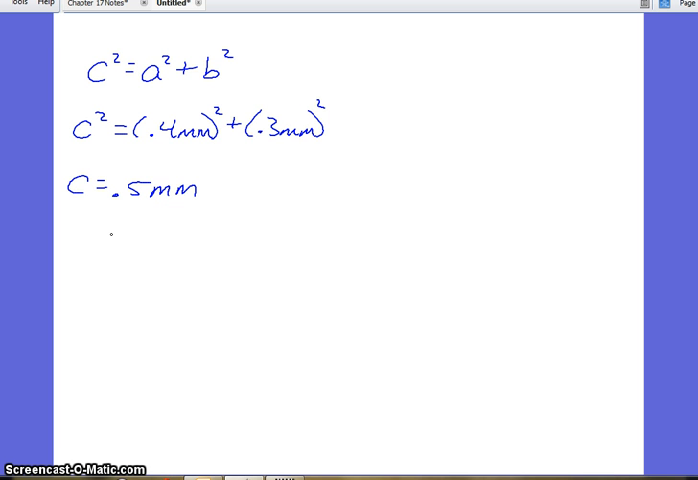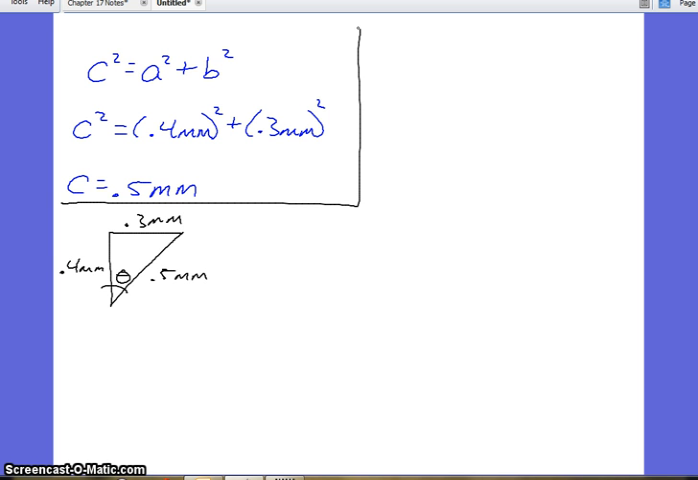So our triangle is, we'll do so with our distances. We have 0.4, 0.3, and 0.5. And we need to find this angle. And so I would say you can use a few options, but we're going to use our inverse trig functions. I would say use the inverse tangent.